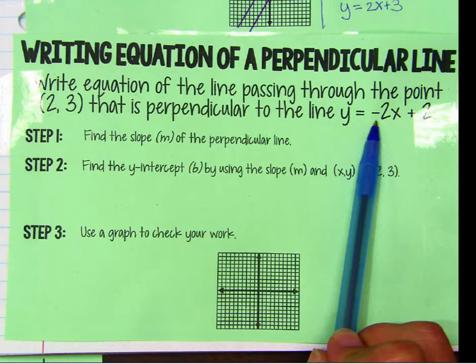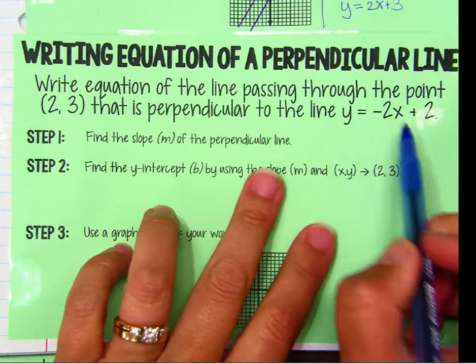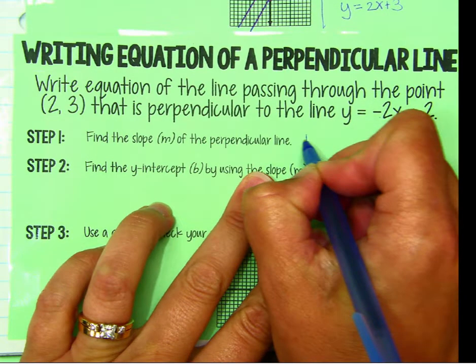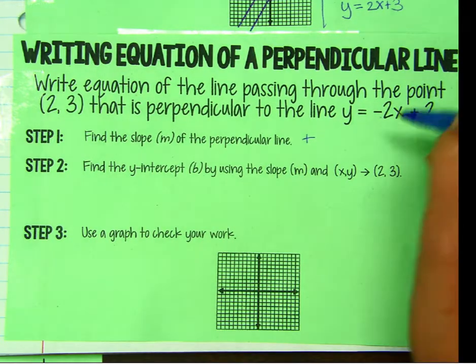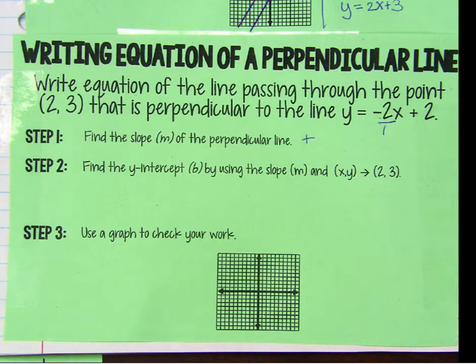And perpendicular lines have opposite reciprocal or negative reciprocal slopes. So if this line has a negative slope, my new line is going to have a positive slope. And if this line as a fraction is 2 over 1, my new line is going to have a slope of 1 over 2.